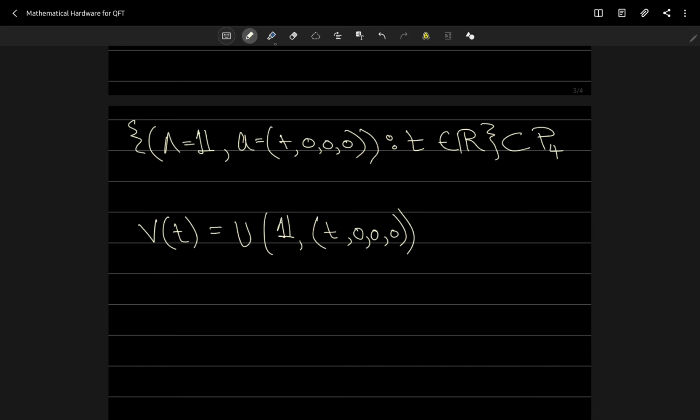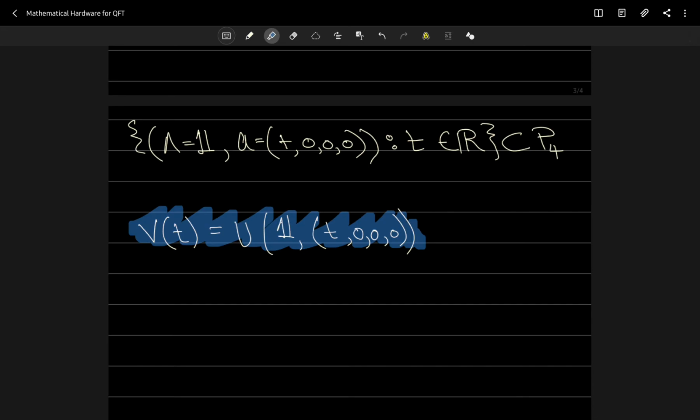This thing over here is a one parameter family of unitary transformations, right? Which is actually a group homomorphism, such that if we have this V of S and compose it with some V of T, that would be equal to V of S plus T, right? So that's the group homomorphism.